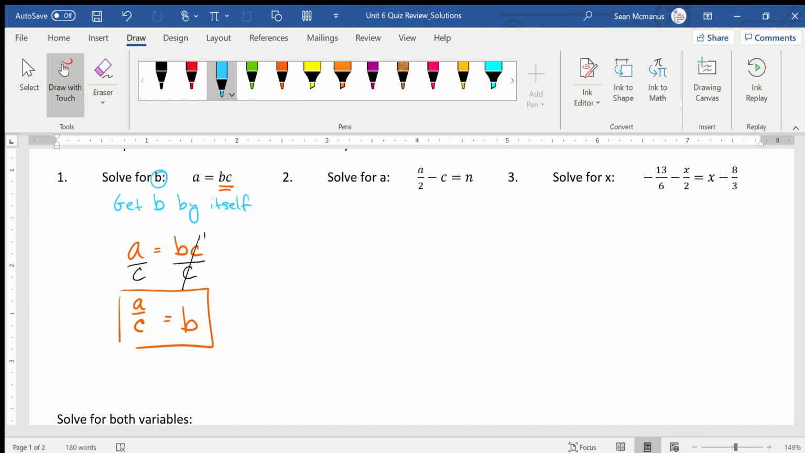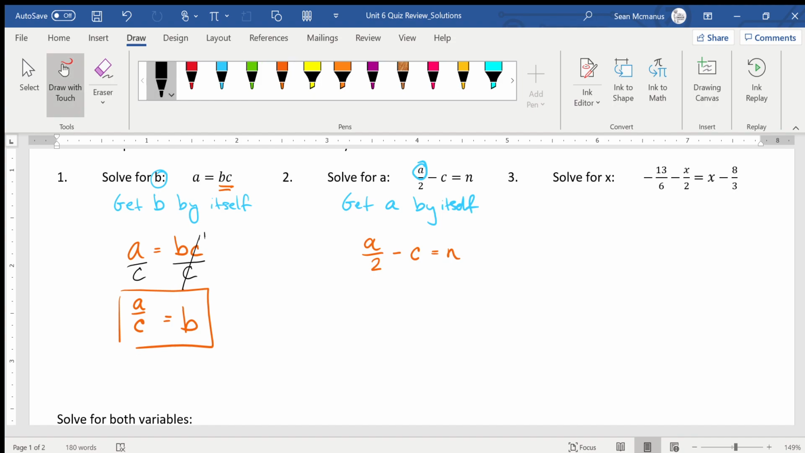Number 2 means solve for A. Well, anytime I see solve for, that means get it by itself. So I want to get A by itself. Right now, A is right here. So it's being divided by 2, and then it's subtracting C. So I'm going to do exactly what I would do with this type of problem as if this were numbers, right? If C was a number, I would add C to the other side. So I'm going to do the same thing. So I have A divided by 2 minus C equals N.